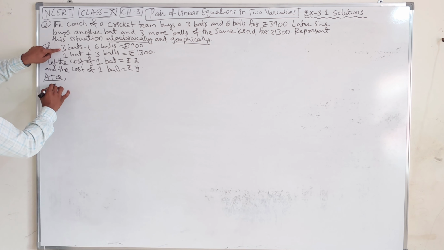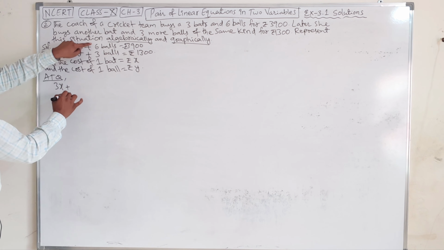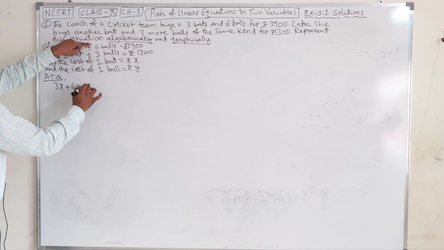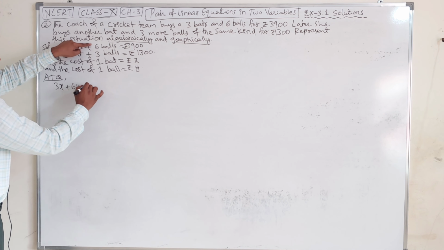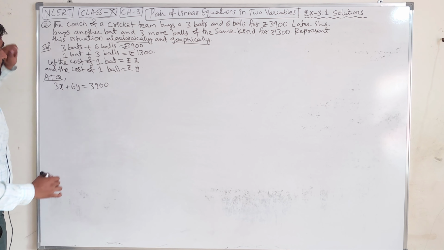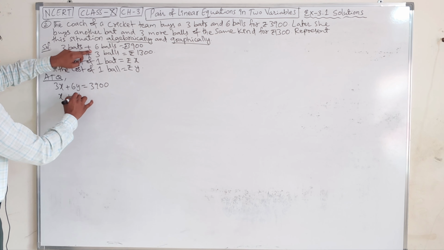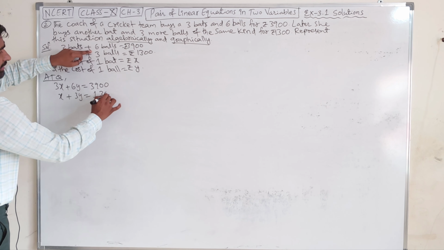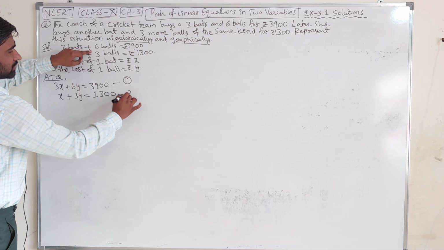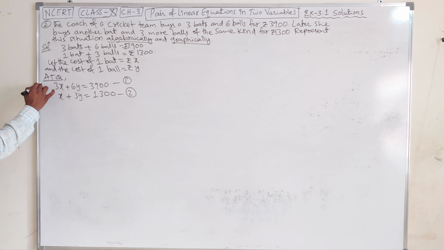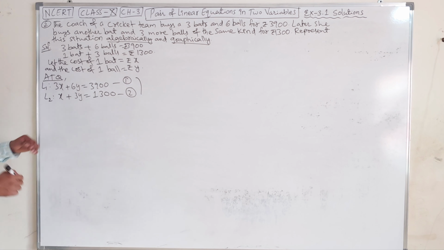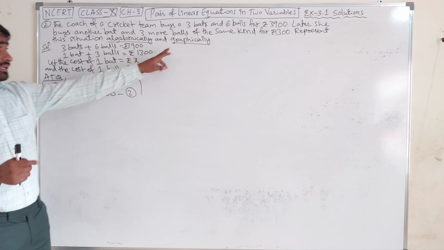3 bats means 3x plus 6 balls means 6y will be equal to 3900. In the second, one bat means x plus 3 balls means 3y will be equal to 1300. So this is equation 1 and this is equation 2. We can write this as L1 and L2, line 1 and line 2. So this is the algebraic representation. Now what is remaining?